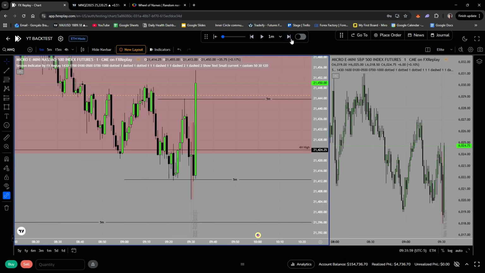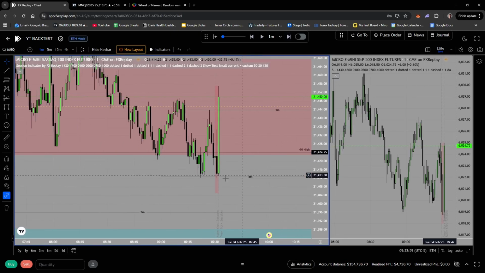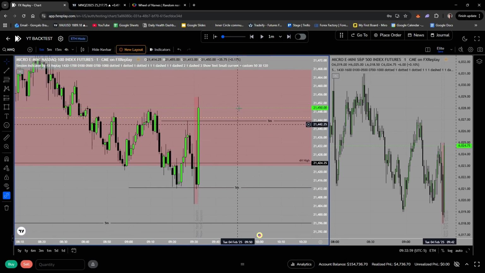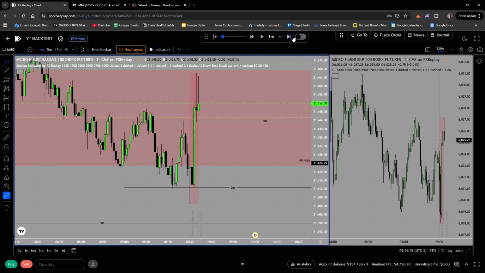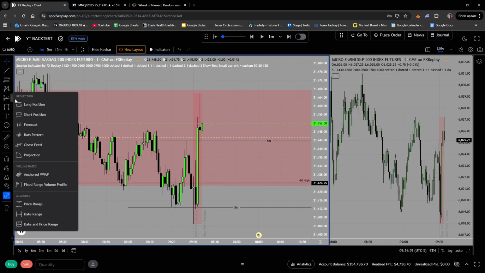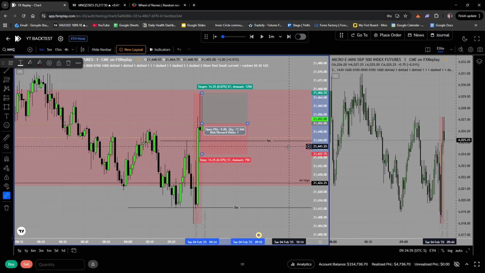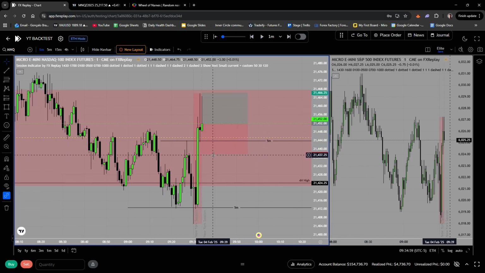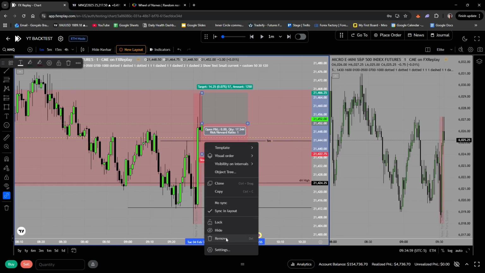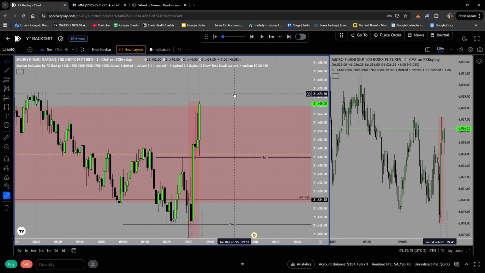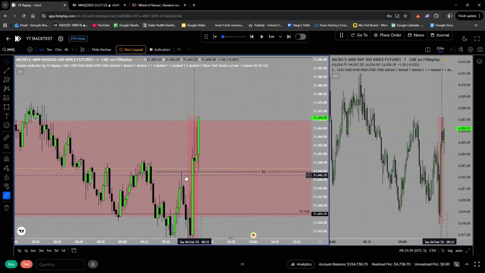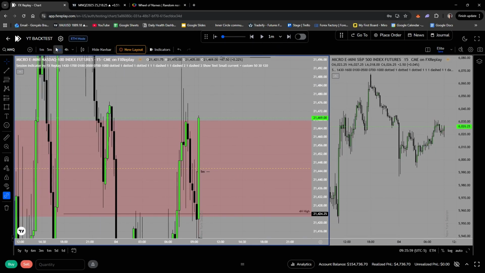Could try and sell. Okay, I'm glad we didn't take that. Wasn't too convinced just yet. Do we go long here? Not too convinced just yet. Okay, it would have worked. I didn't like the 5-minute high sweep.